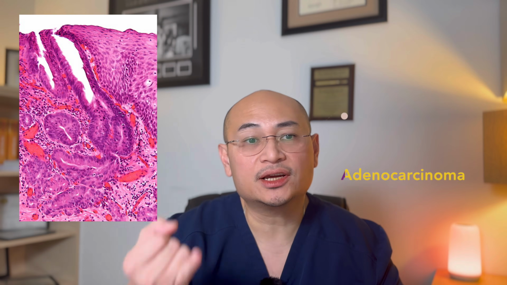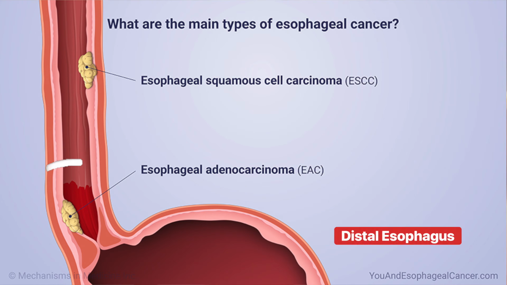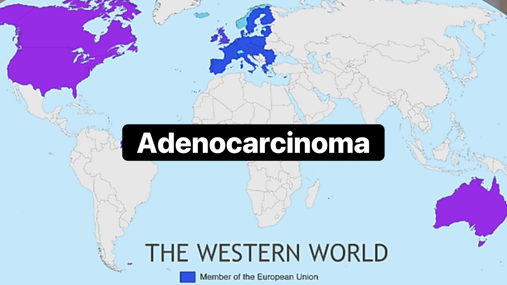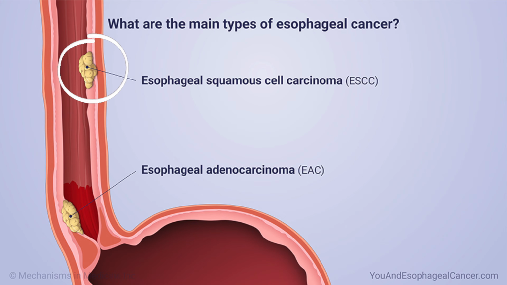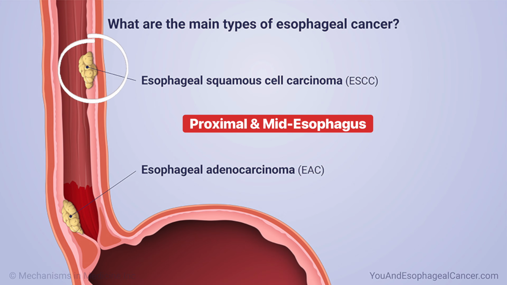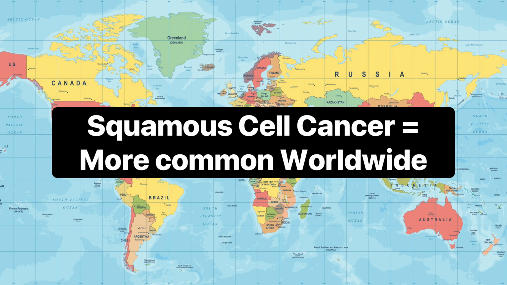There are two main types of esophageal cancer. Adenocarcinoma, which occurs in the distal esophagus and is most common in Western countries. It's actually associated strongly with gastroesophageal reflux disease in Barrett's esophagus. Squamous cell carcinoma, on the other hand, occurs in the mid or proximal esophagus and is more common worldwide.